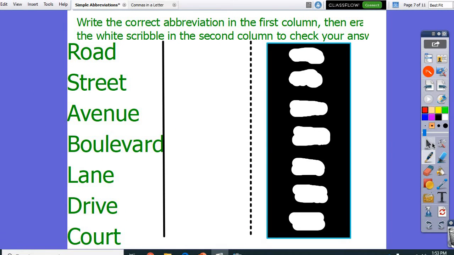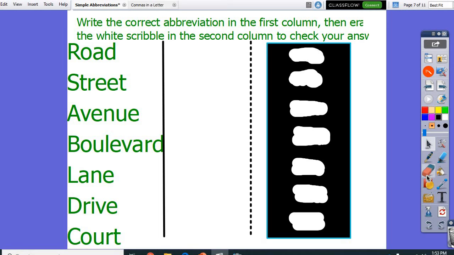Alright, we could also abbreviate names of roads. Yep, these are all roads. And you can abbreviate that like when you're writing somebody's address. You could abbreviate the name of the road that they live on. And remember, roads could have all kinds of these names. Some of them are fancy, like Avenue or Boulevard. Those are just fancy names for a road. They could also be called lanes or drives or courts. Sometimes that's what a road is called. Or, of course, it could be called a road or a street.